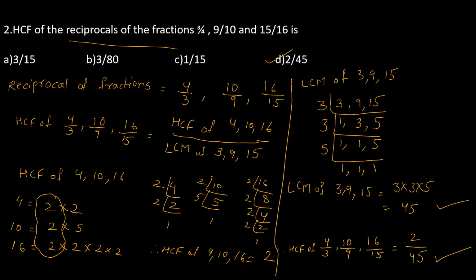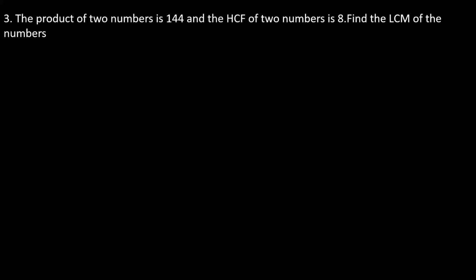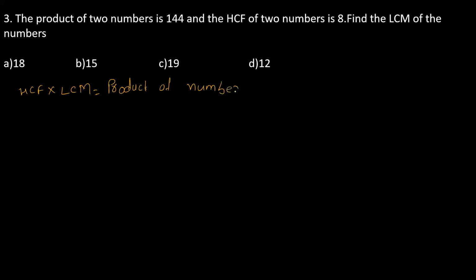Next question. The product of two numbers is 144 and the HCF of two numbers is 8. Find the LCM of the numbers. So the third formula: what is the relation between LCM and HCF? HCF into LCM is equals to product of numbers. Okay, this is the relation.